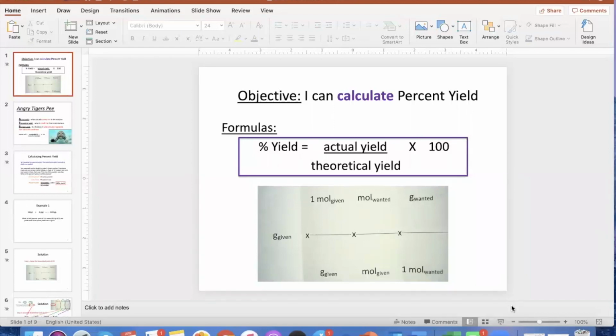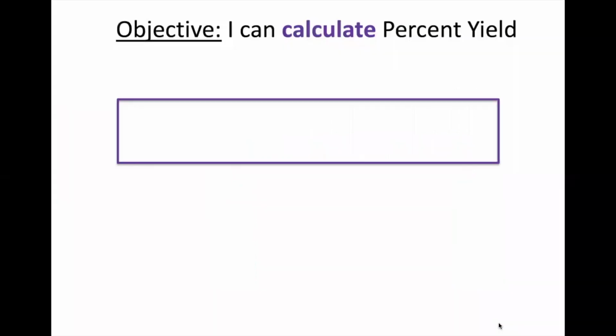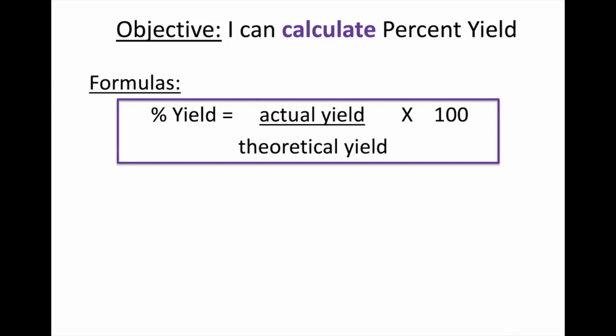We're going to continue with our formulas and equations from last week. So the objective for today is going to be calculating percent yield. The percent yield formula is very similar to the formula that we use for percent comp, where you have something over something else times 100, and then you'll get your percent.